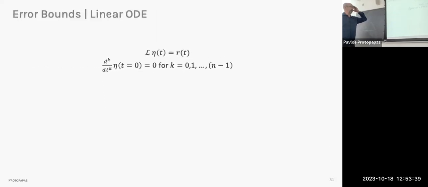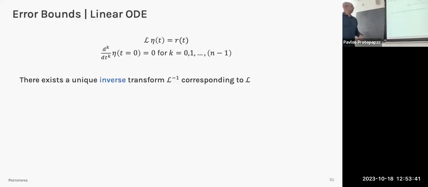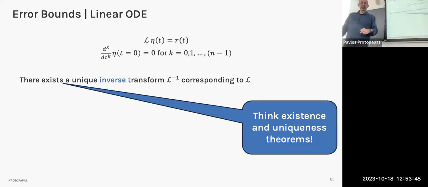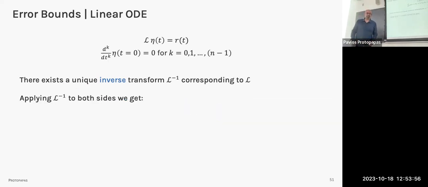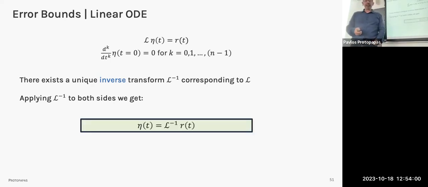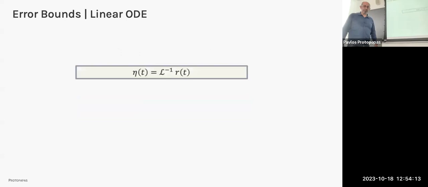All right, now we're gonna have fun. I'm claiming there is an inverse to that linear operator, and I said existence and uniqueness theorems, so students can go read that. Now if I apply this inverse operator on both sides, I have eta as the inverse of that operator applied to that. Now you say, how do you invert a differential operator? That's what we're gonna do now.